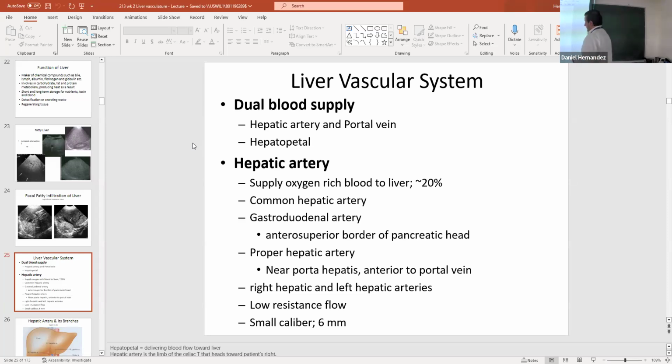In terms of resistance, it's the artery going to an organ, so it should be low resistant flow. It should look similar to an ovarian flow. It should look similar to an ICA. So it's organ flow, low resistant flow. The hepatic artery is also fairly small in caliber, about 6 millimeters in diameter. So it's small, about half a centimeter.